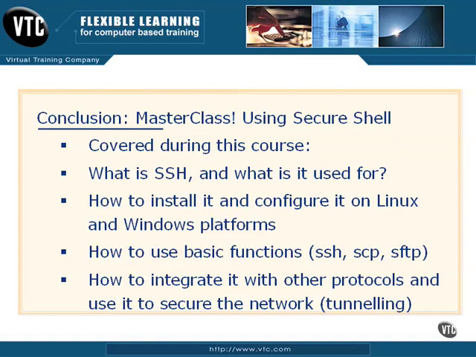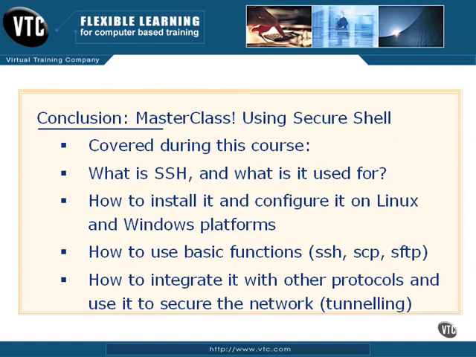First of all, we covered what SSH, Secure Shell, is and what we use it for. We talked about how it replaces unsecure protocols such as Telnet, R services, FTP, and so forth. We also covered how to install and configure it on Linux and Windows platforms. Now we know that on Linux, by and large, we really don't need to install too much because it comes by default in most Linux distributions. But we did see how to install it on a Windows platform. We used PuTTY, as a matter of fact, one of the most popular SSH clients for Windows.